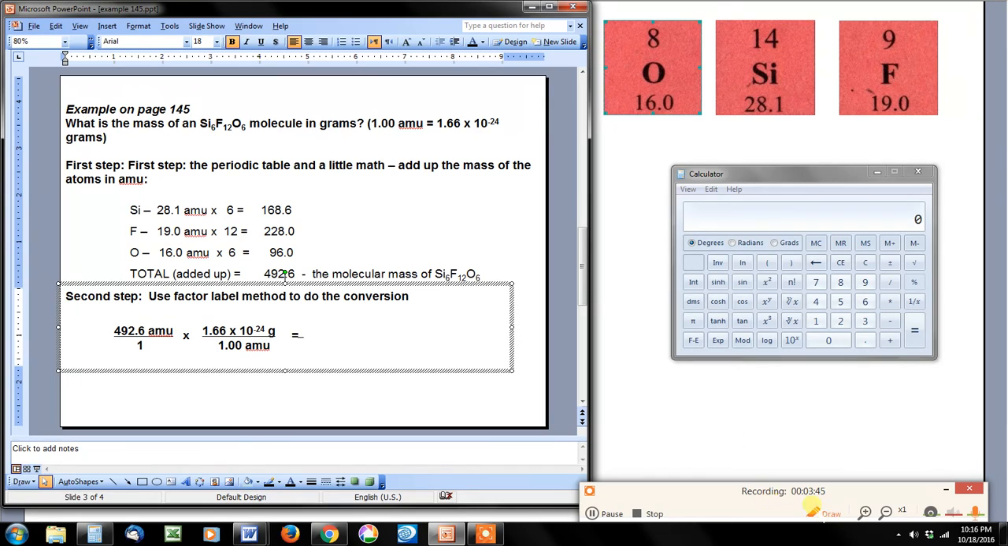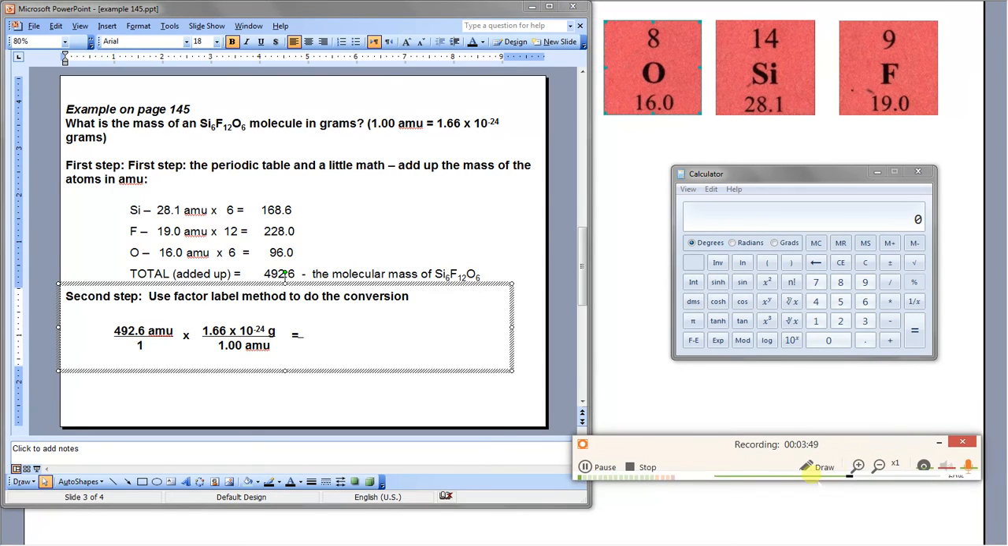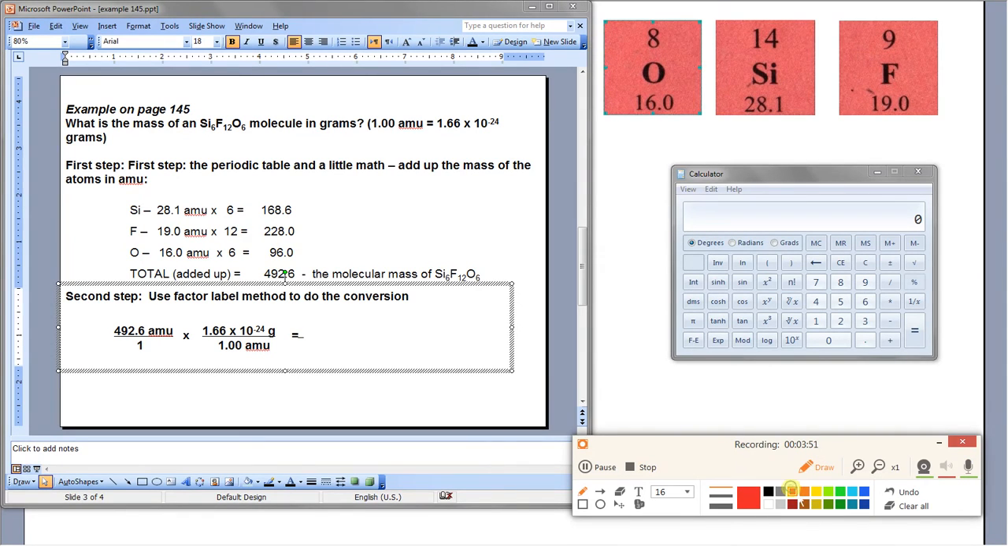No, we can't. Hold on just a second here, guys. There we go. I think we can do this now. We can cross out our AMUs. All we get left is grams. And now we're going to multiply straight across here.